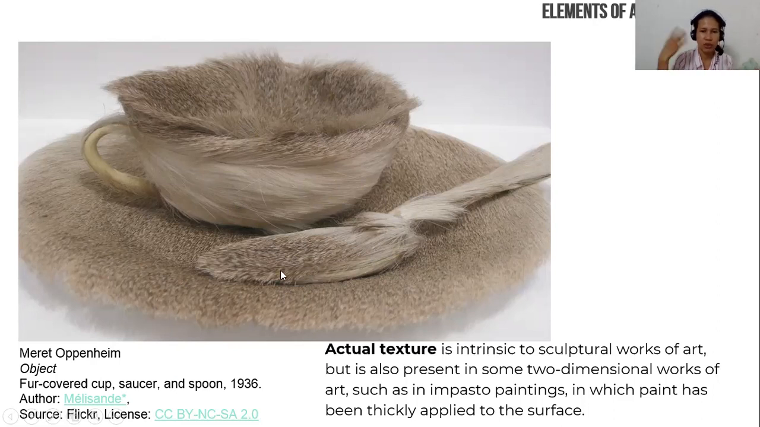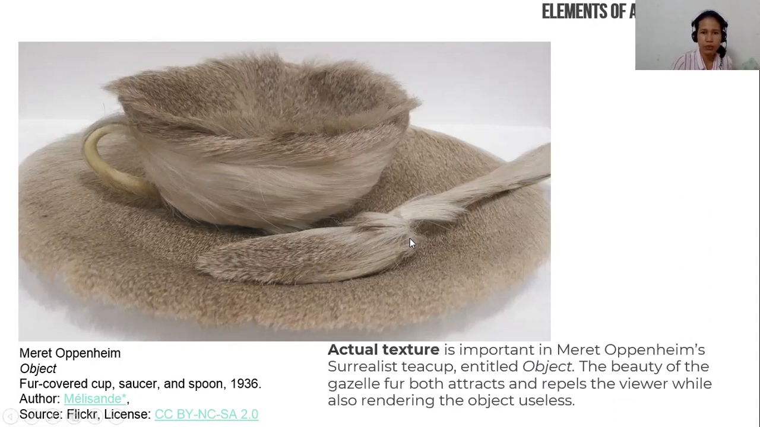So it has something to do with texture. This actual example is an example of an actual texture. It is intrinsic to sculpture works of art, but is also present in some two-dimensional works. As I told you earlier, we will have an example of that later, from which paint has been thickly applied to the surface. I explained that example of impasto. So this is actual texture. This is important in Meret Oppenheim's surrealist teacup entitled Object. The beauty of the gazelle fur both attracts and repels the viewer while also rendering the object useless.